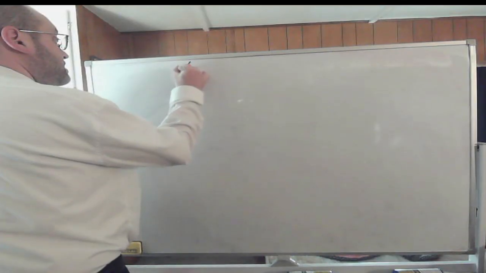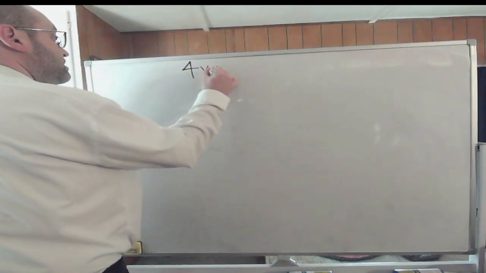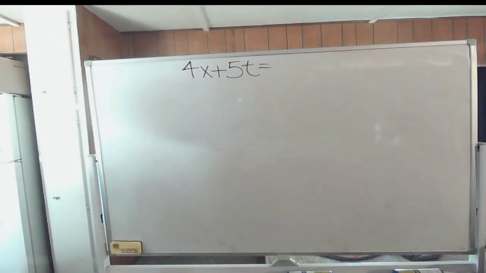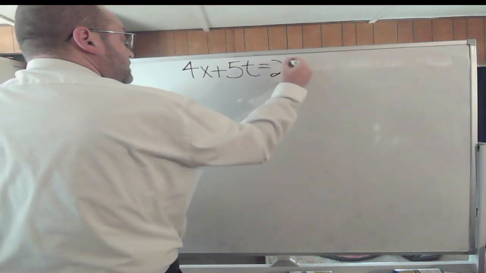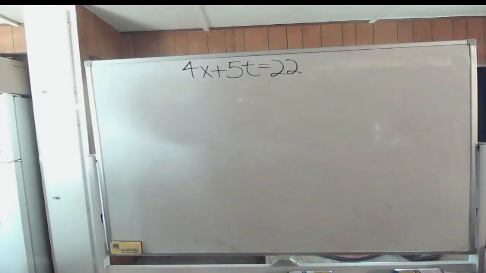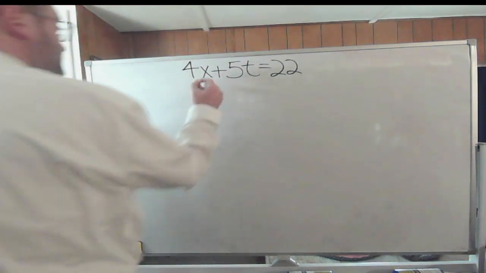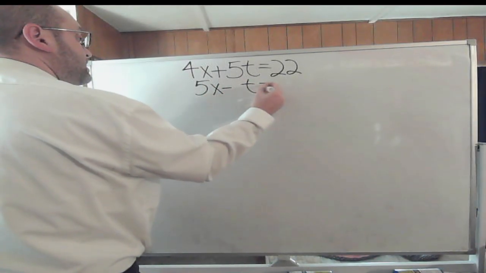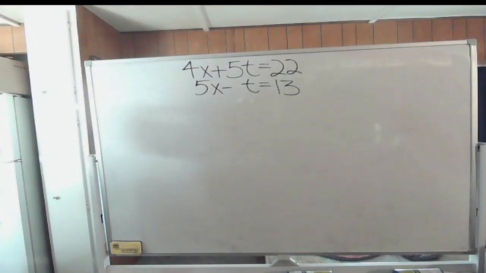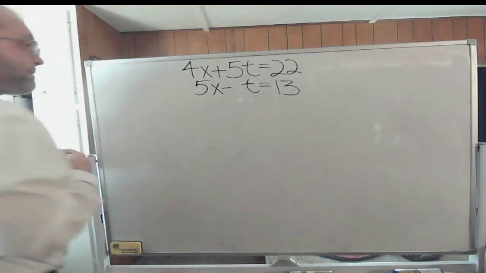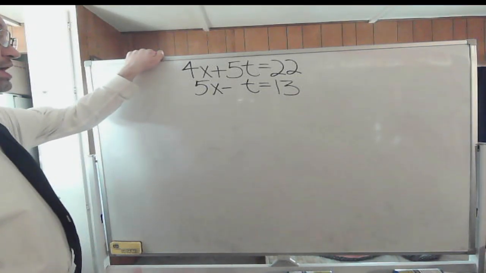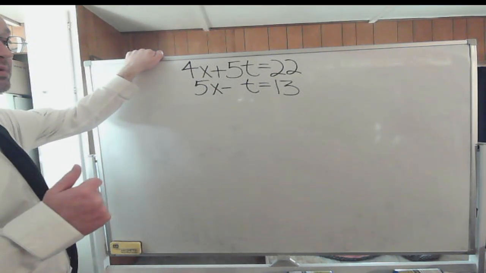All right. We got 4x plus 5t is equal to 22. And then we get 5x minus t equals 13. So again, we have a system of equations where none of the variables are the same.